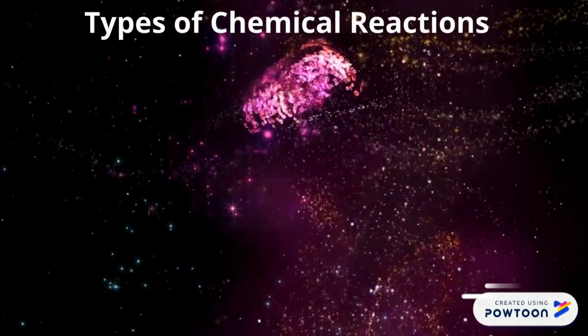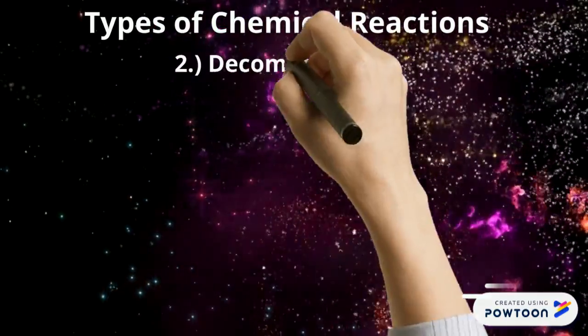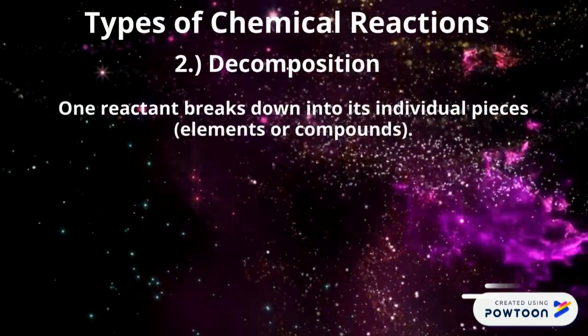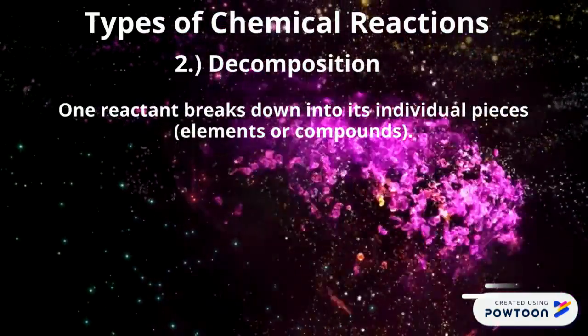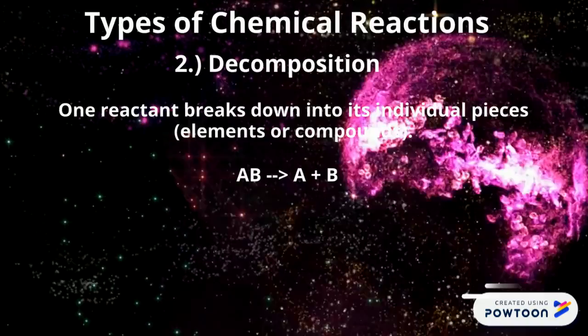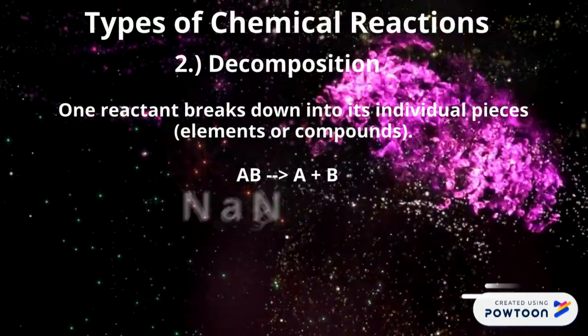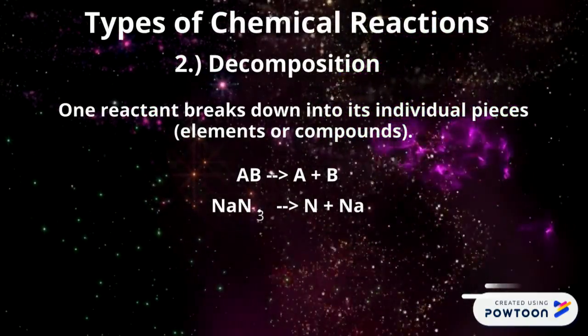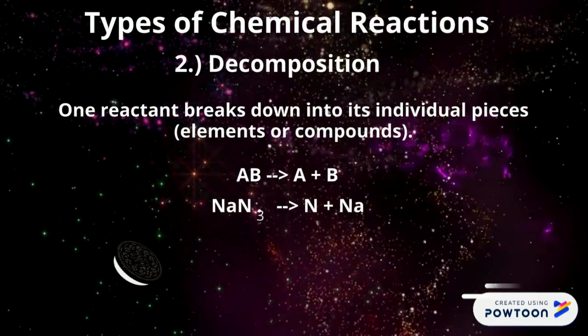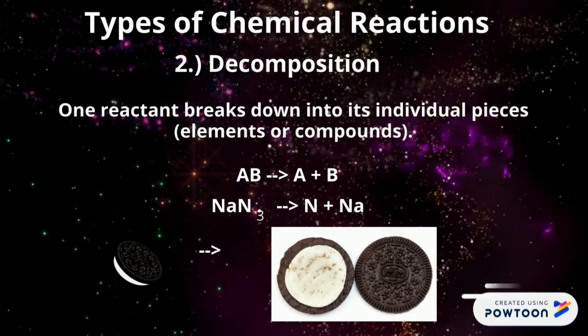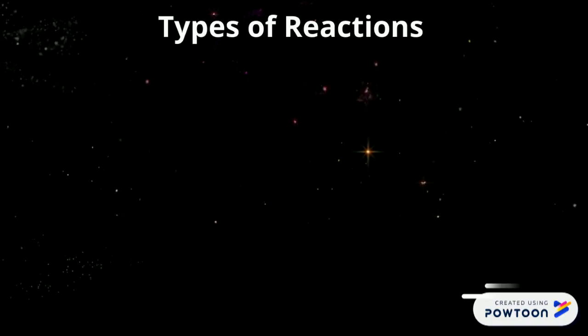Then we have the decomposition reaction, which is the opposite of synthesis. In decomposition, you have one reactant that breaks down into its individual pieces, either elements or compounds. We can see this when we look at airbags. NaN3 decomposes to make the gas in our airbags. Or you can think about taking apart an Oreo cookie.